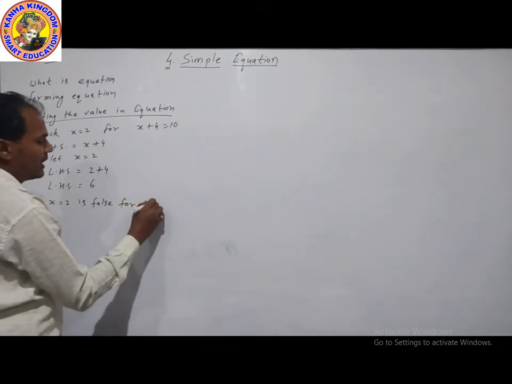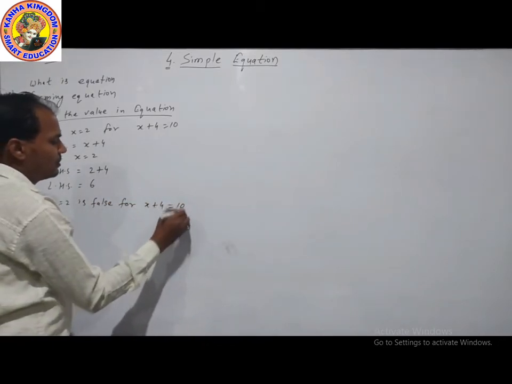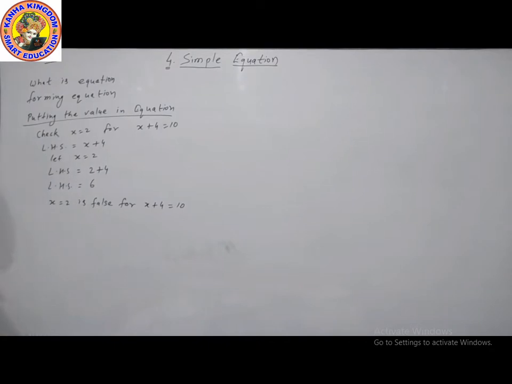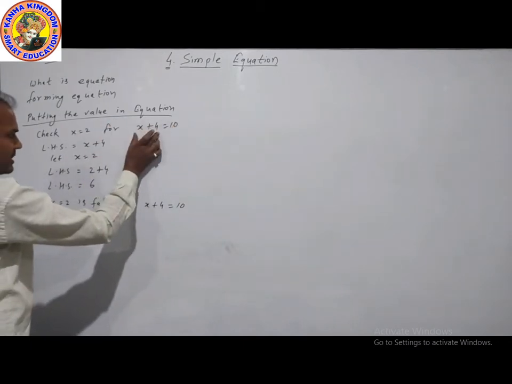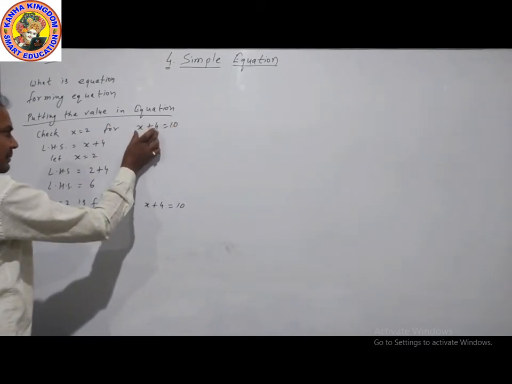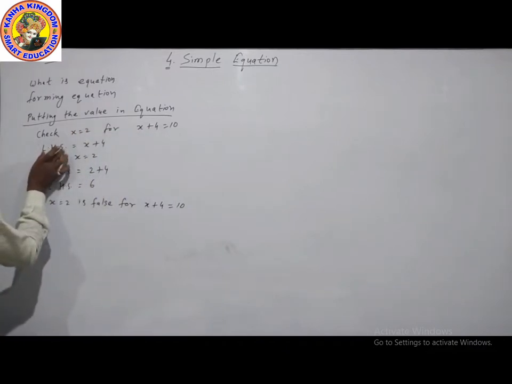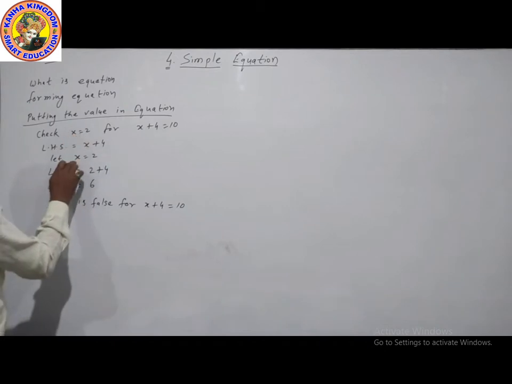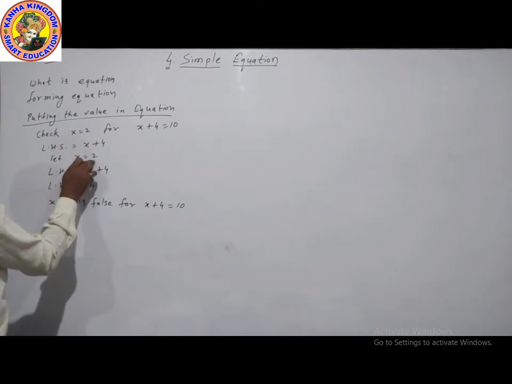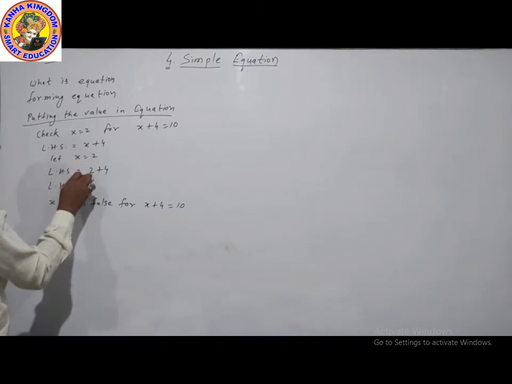For x plus 4 is equal to 10, x is equal to 2 is false. Putting the value in the equation, the question is to check x is equal to 2 for x plus 4 is equal to 10. The x is on our left hand side, so we write down left hand side is equal to x plus 4. Now given is x is equal to 2, so we put the value of x as 2.